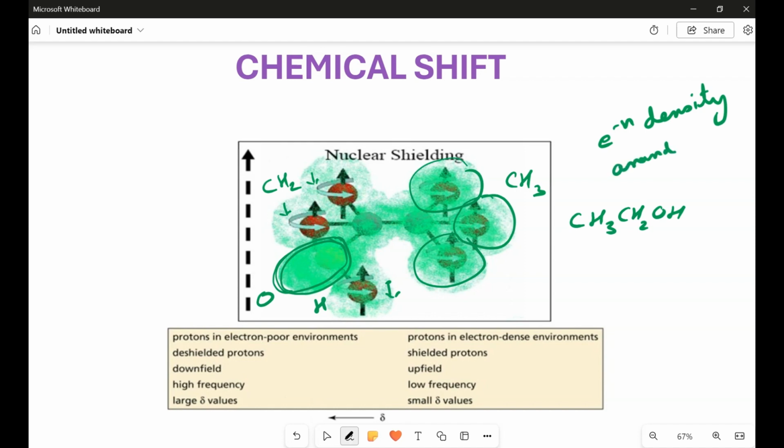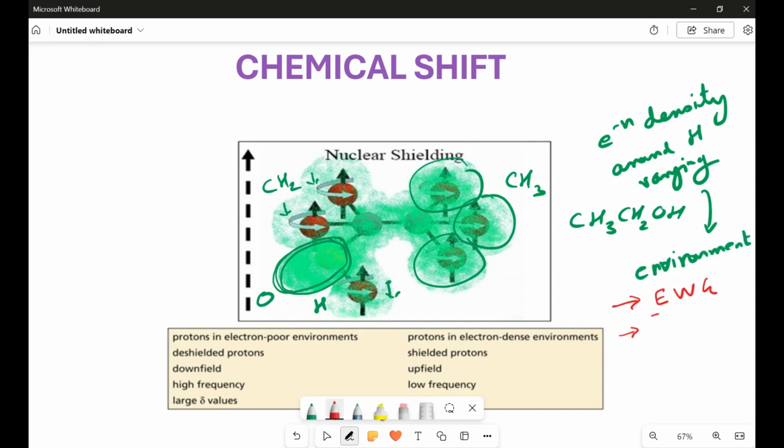Electron density around hydrogen, that is a proton, is varying. So why is it varying? That depends upon the environment. If I have an electron withdrawing group near me, it will withdraw all the electrons from the hydrogens, and what will happen? The hydrogens become de-shielded.